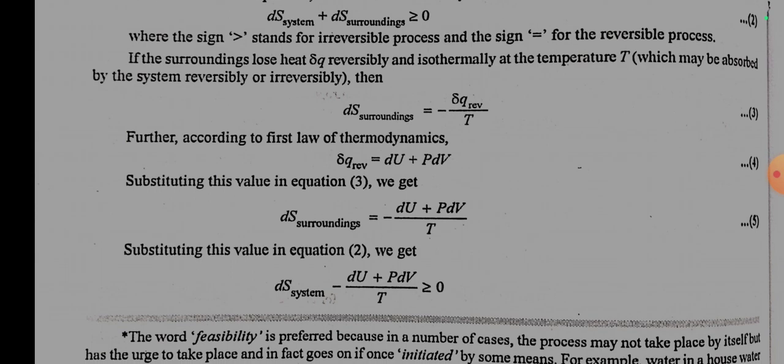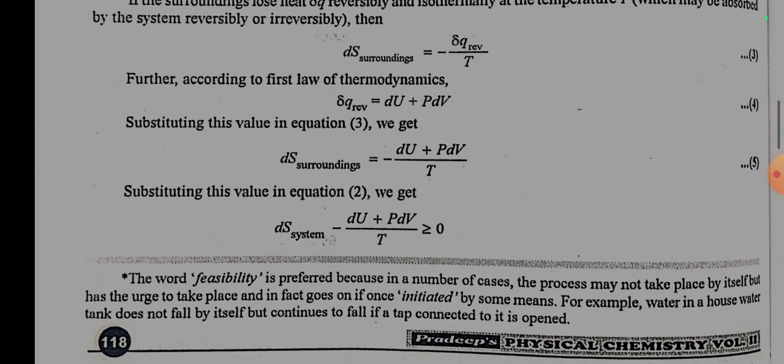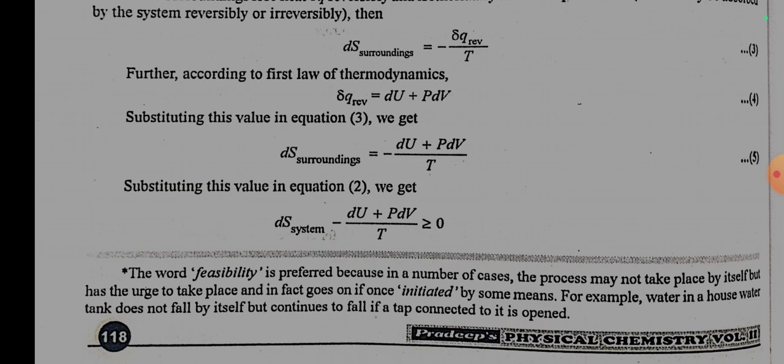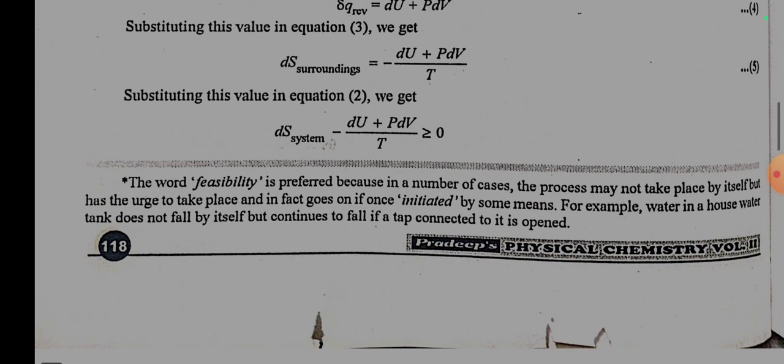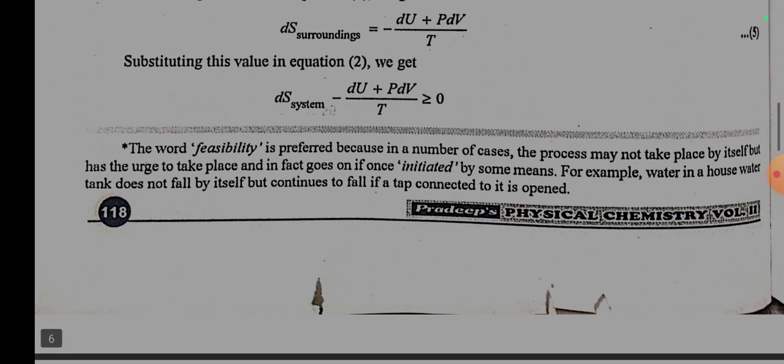If the surrounding loses heat δQ reversibly and isothermally at the temperature T, which may be absorbed by the system reversibly or irreversibly, then dS surrounding is equal to minus δQ reversible by T. Further, according to the first law of thermodynamics, δQ reversible is equal to dU plus P dV. Substituting this value in equation 3, we get dS surrounding is equal to minus (dU plus P dV) by T.